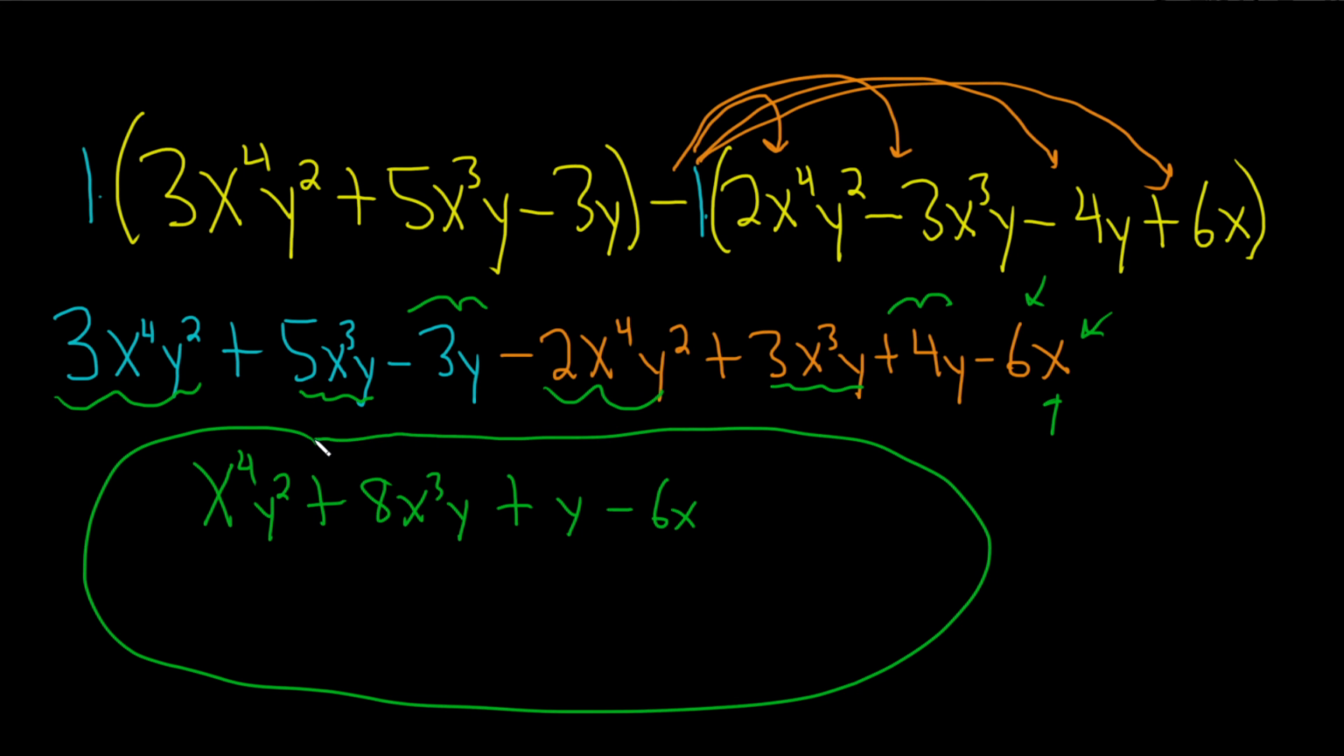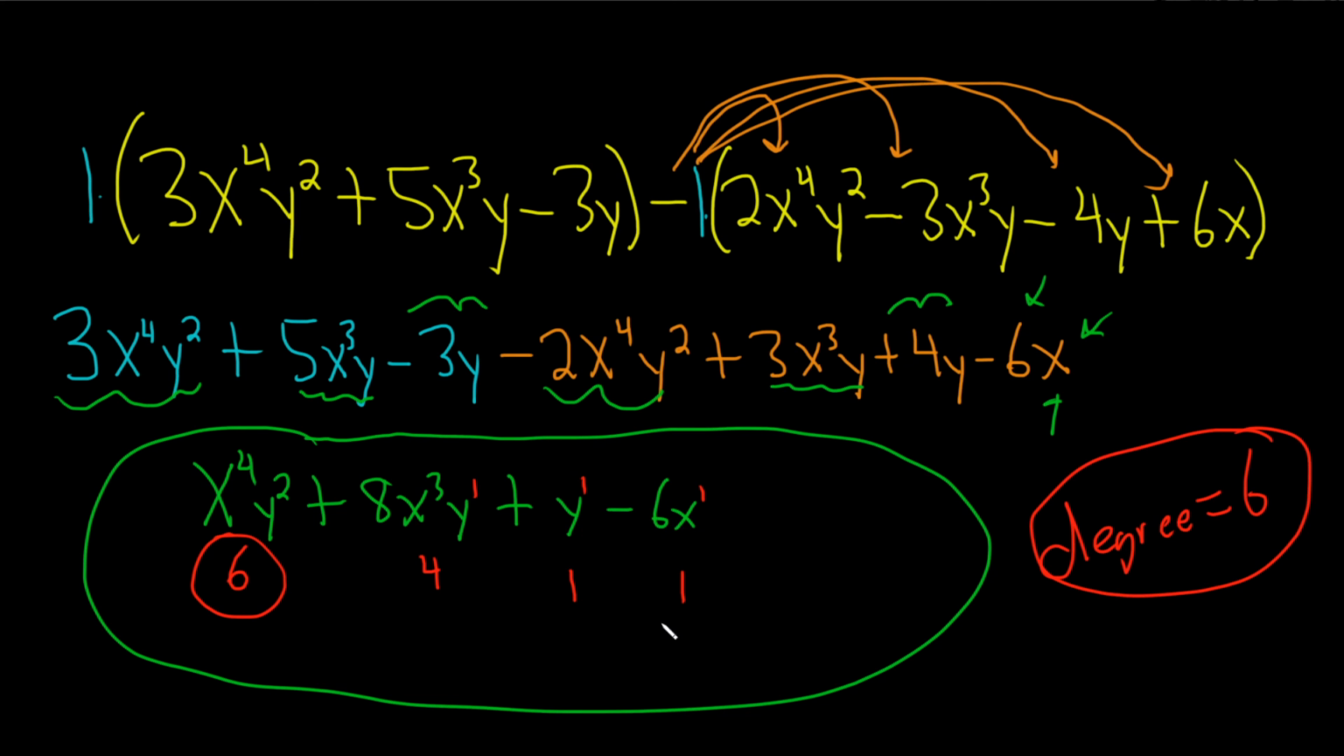Now we actually have to find the degree. To find the degree, you find the degree of each individual term. For this piece here, to find the degree, you add the exponents. 4 plus 2 is 6. Same thing here, you add the exponents. 3 plus 1 is 4. Here the degree is 1. Here the degree is 1. So what's the degree? It's the biggest number, so 6. So the degree is equal to 6. It's the degree of the biggest monomial, the biggest term.